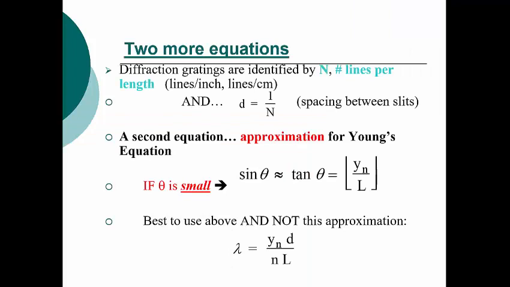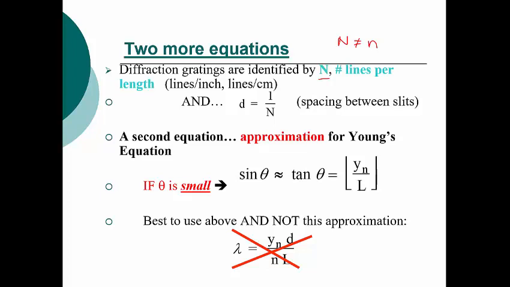So this means that we have 2 more equations. One of them is if we're given a diffraction grating, we're usually given that grating in terms of lines per some length. So 600 lines per centimeter, maybe lines per inch, and so we have to find d, and d is as simple as 1 over big N. So the lines per some length is a capital N. Capital N is not the same as the order number n. We just like the letter n a lot in physics.